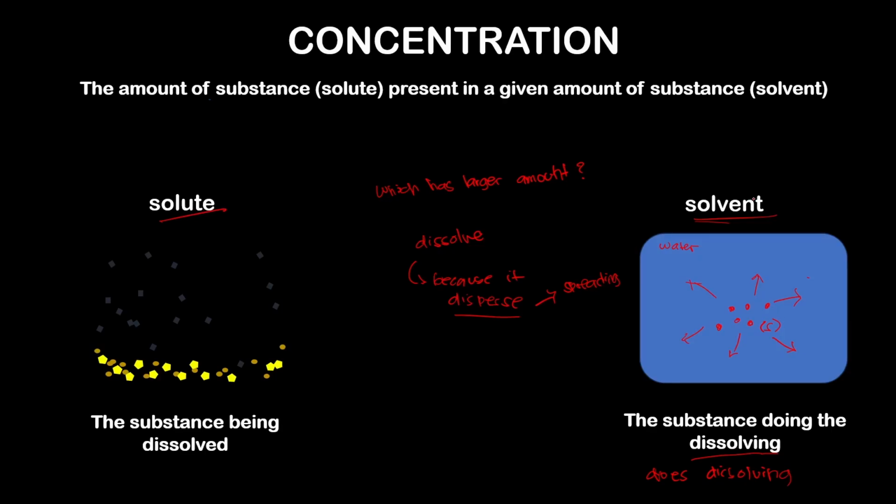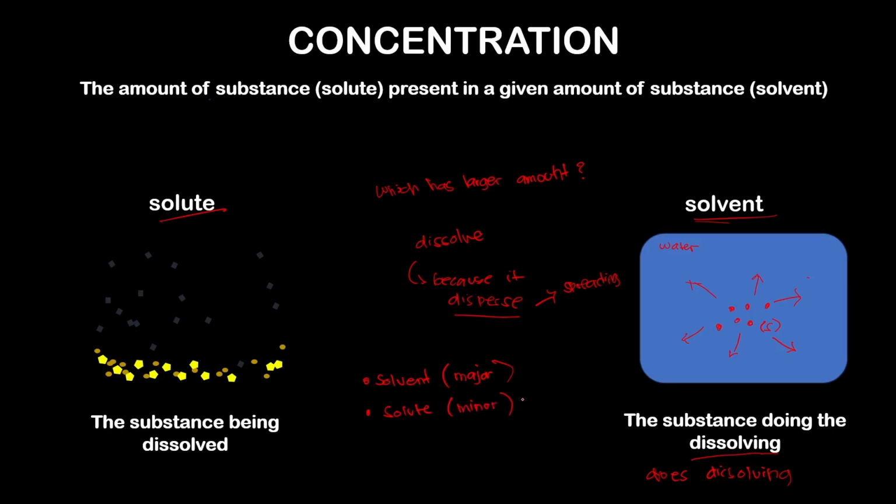That's why the solvent tends to be the one having the larger amount. Okay, that's the one doing the dissolving of the solute. So here is the thing we must remember: solvent is the major component of the solution, while solute is the minor component.